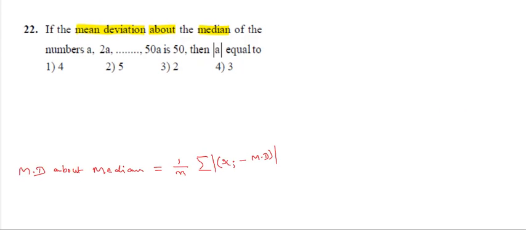First we need to find the median. How many observations are there? Here I am writing the xi. The number of observations is 50: a, 2a, 3a, and the middle values also I am writing, 25a and 26a, and so on up to 50a.